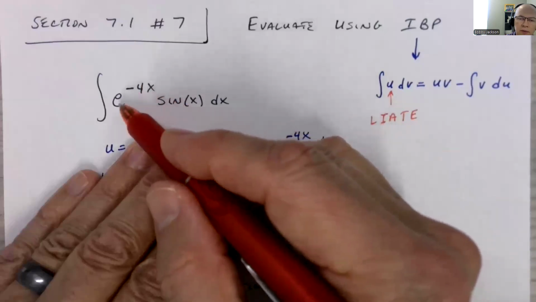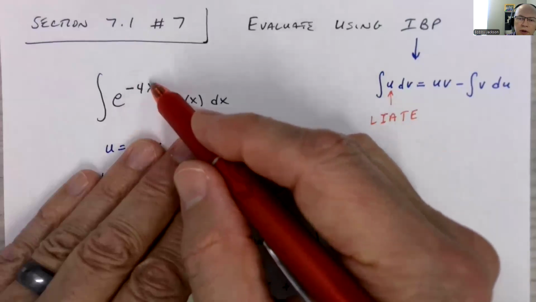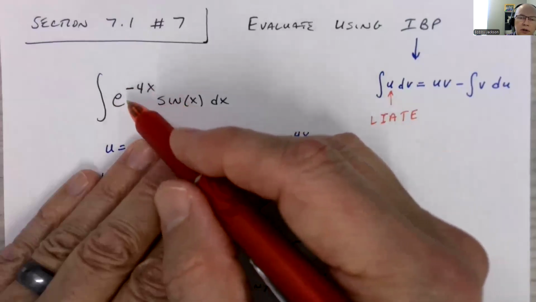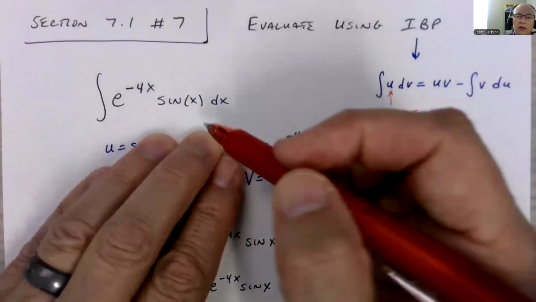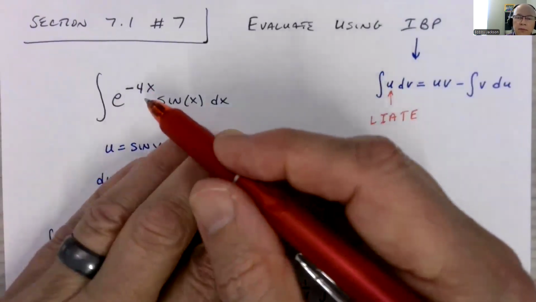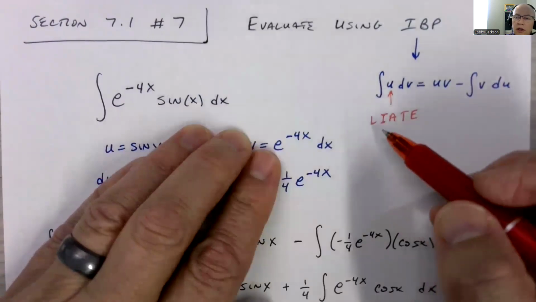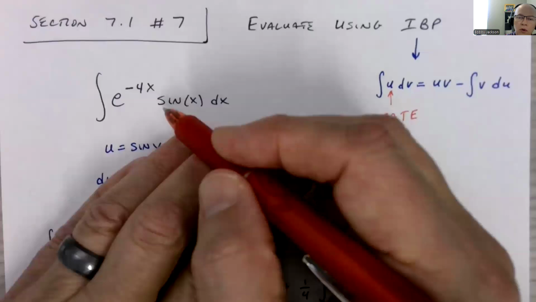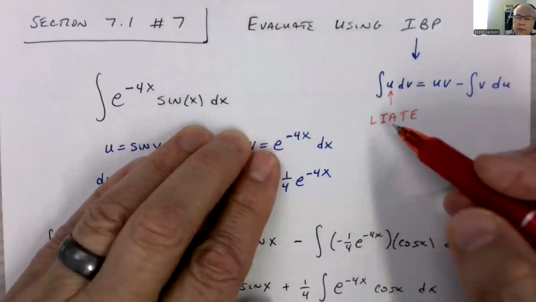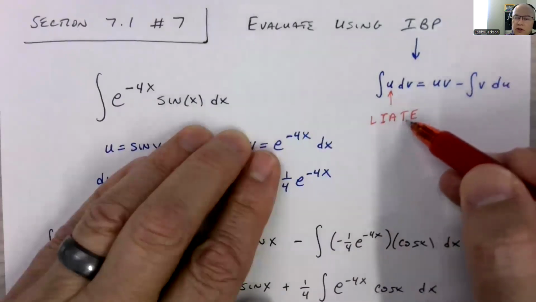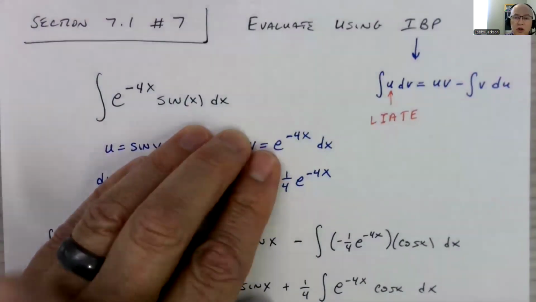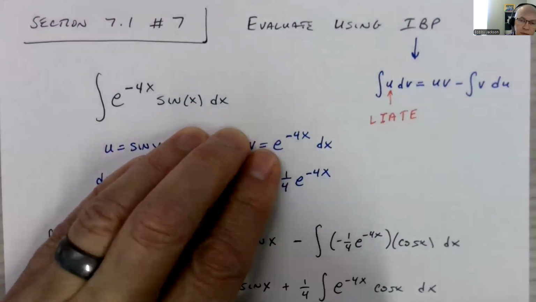You don't want to choose your u to be the negative 4x because it's inside the e to the u function. That would be like you were doing just a regular substitution method. So we're not going to choose u to be that. We're looking at either e to the negative 4x or sine of x. Well, that leaves me with T and E. T is trig, E is exponential. So those are the worst two basically we could take, but we're stuck with it.